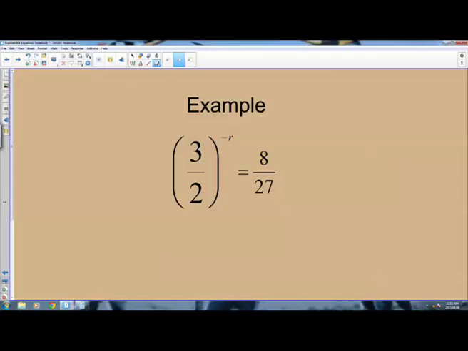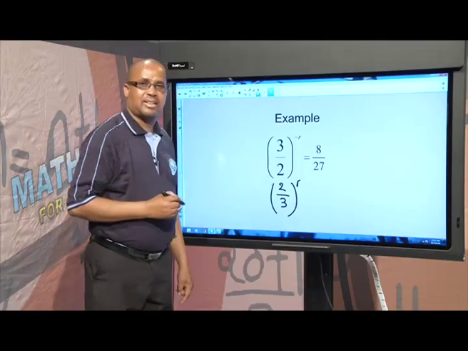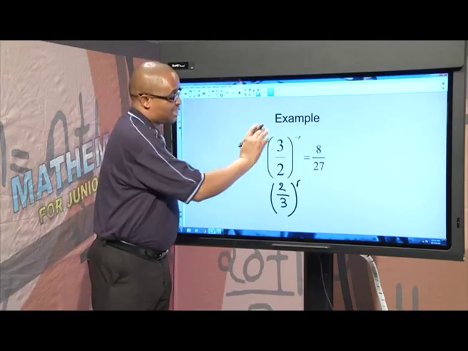Another example is this: 3 over 2 all raised to the power negative r is equal to 8 over 27. So here 3 and 2 are raised to the power negative r, and all this will give you 8 over 27. So how do we simplify this? This will be 2 over 3 all raised to the power r. The negative sign here is saying the 2 is supposed to be up and 3 below the division sign, then you raise that to the power r. That is the implication of the negative sign.